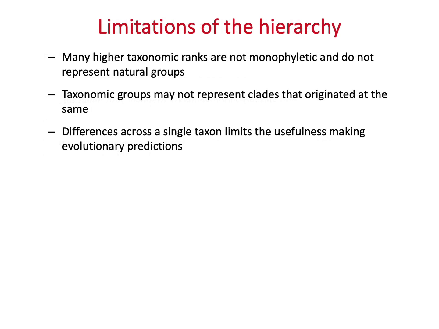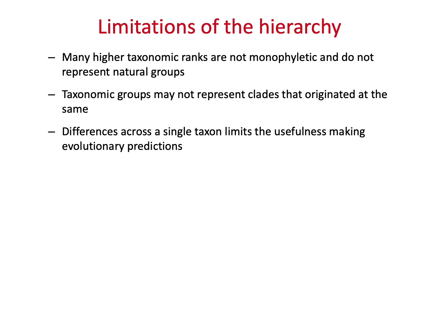So new phylogenetics based on the molecular data reveal that linear hierarchy does not always reflect evolutionary history. Therefore, there are certain limitations of this hierarchy. Many higher taxonomic ranks, such as Reptilia, are not monophyletic. Therefore, they do not represent natural groups. A natural group results from a group of organisms descended from a common ancestor. Any other type of groups are artificial groups created by taxonomy.